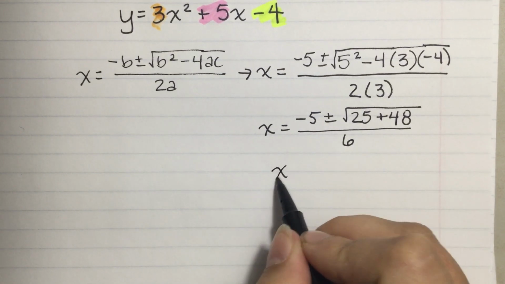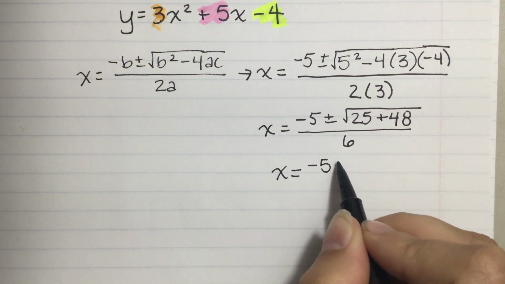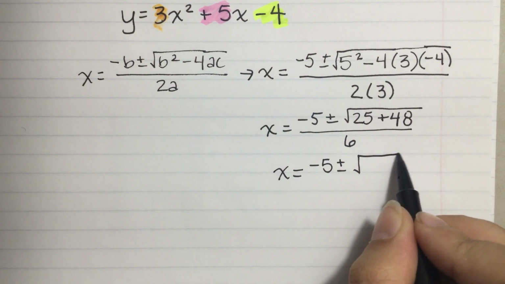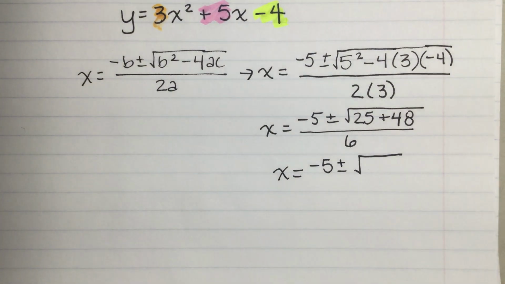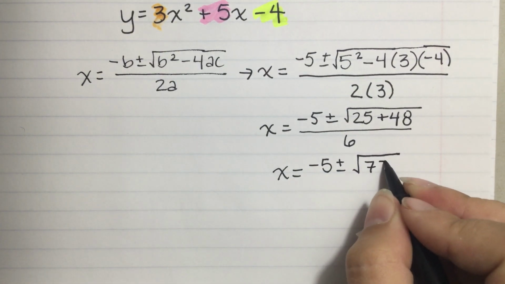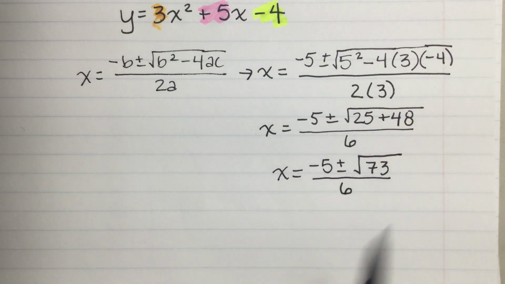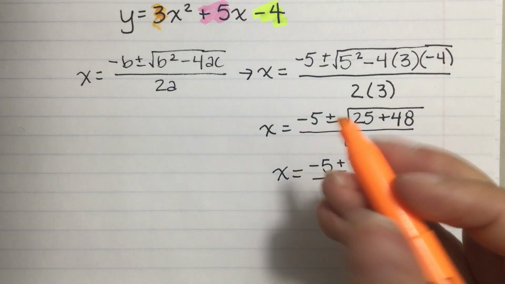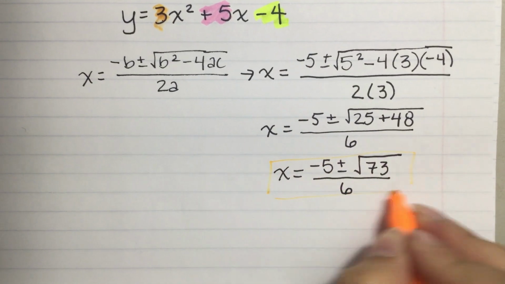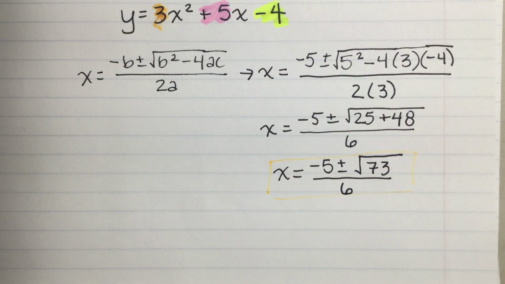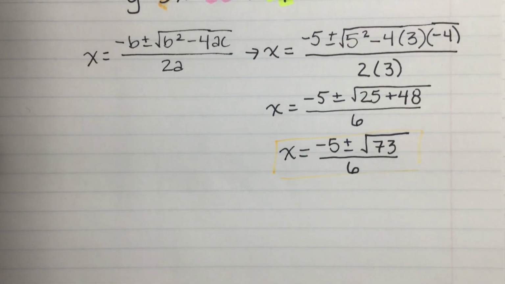My next step is to do x equals negative 5 plus or minus, and I'm going to simplify what's in those parentheses. So 25 plus 48 is going to get me 73 all over 6. Now, technically, you could leave this as your answer. Okay, this represents my roots. However, what I'd like for you guys to do is using a scientific calculator, and there is going to be one on your quiz, I want you to actually type this in.